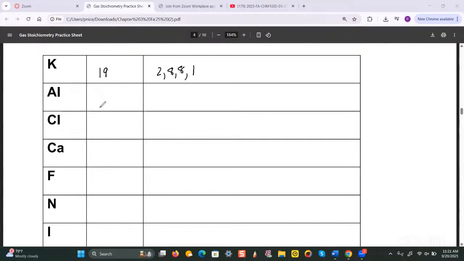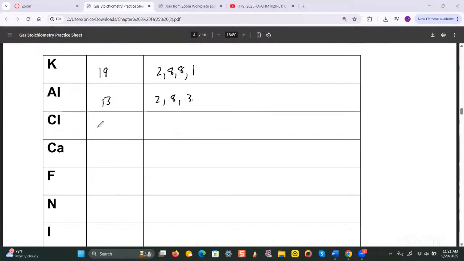Aluminum. What's the atomic number of aluminum? 13. Okay, so how do we distribute the electrons? The first shell would have how many? 2. The next shell would have 8. And then the third shell would have 3. And that's it.